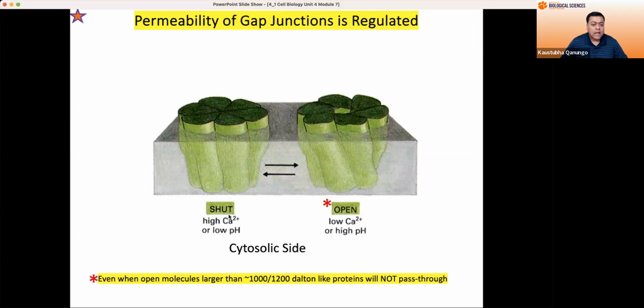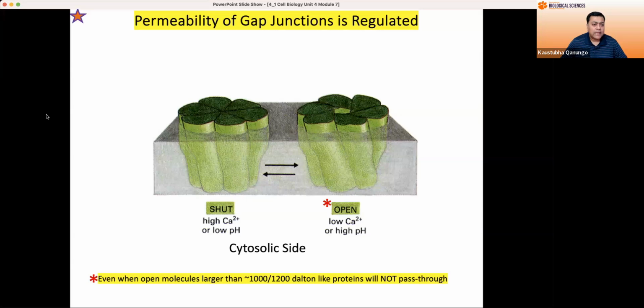gap junctions. In high calcium and low pH, the gap junctions close. If you have a low calcium in the cell, that will open up the gap junction. And if you have a high pH in the cell, that will also open up the gap junction.